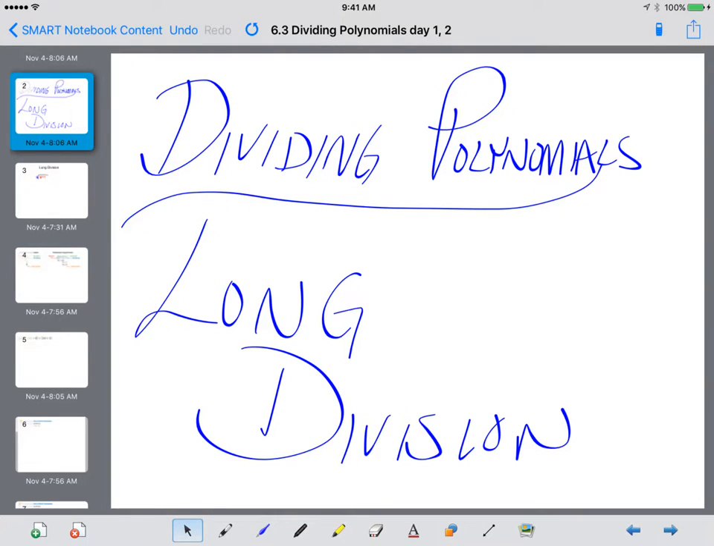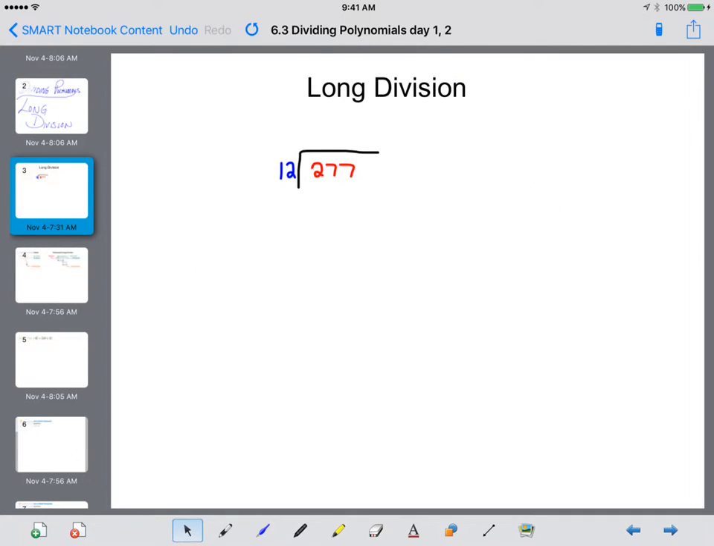Welcome. In this lesson, we will discuss dividing polynomials. In particular, we are interested in the method called long division. Think back to your third grade, maybe fourth grade. You maybe once learned how to do long division in this method.